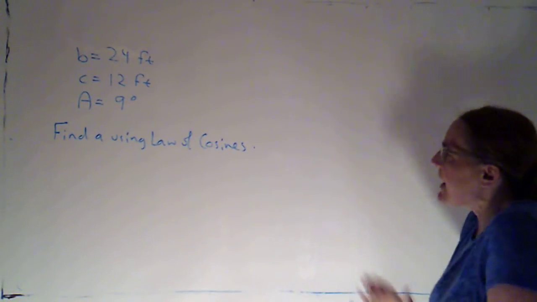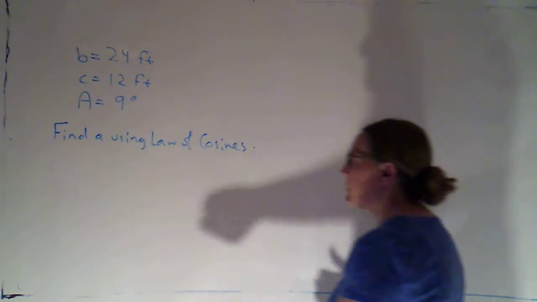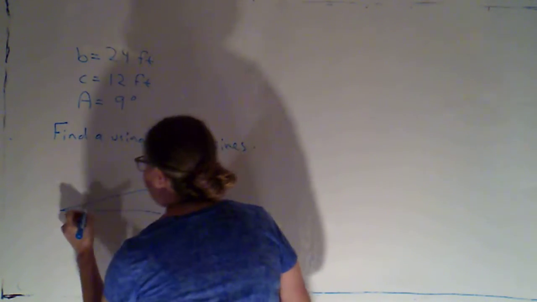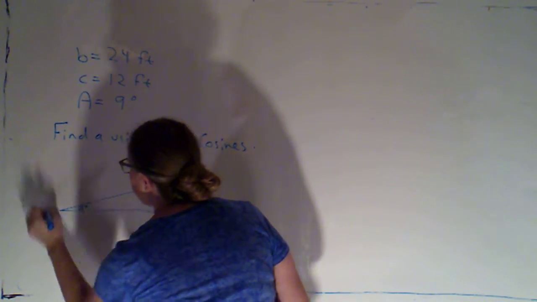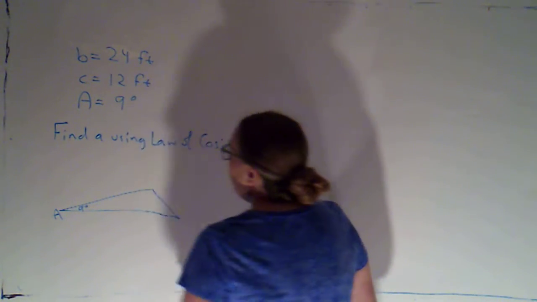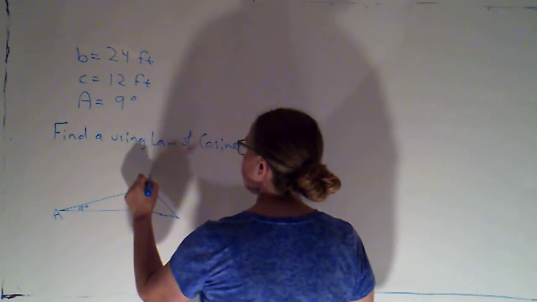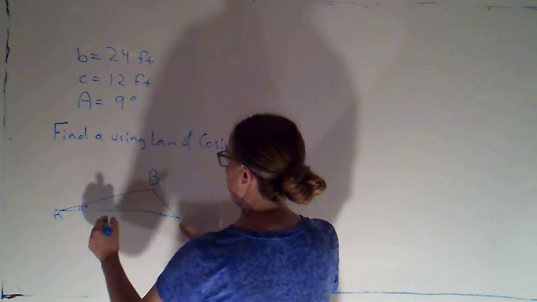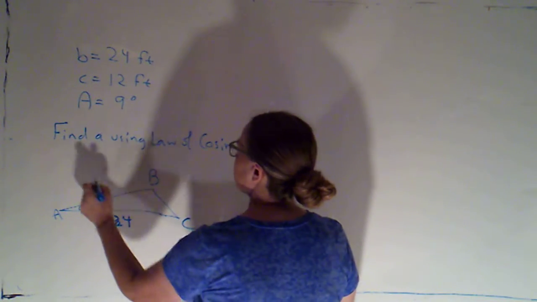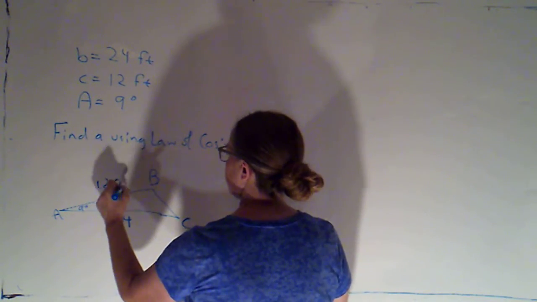Now, I kind of like to have a picture, so I'm going to draw myself a picture. A here is just 9 degrees. That's a very small angle, so I'll draw at least that much to scale. And then let's make this B, because this would be a longer side. That's going to be 24 feet. And then this would be C, and that's 12 feet.